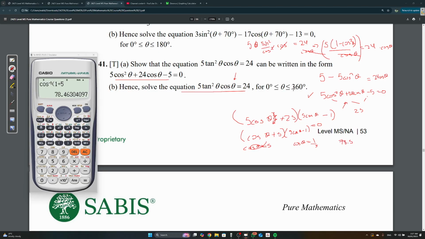The negative won't work, right? So let's just write it down. Negative 78.5. Let's do 360 minus. You get 281.5. Let's do plus 360 here. It should be the same thing actually. Yeah, 281.5. Okay, so we get only two solutions that fit the domain. 78.5 and 281.5.